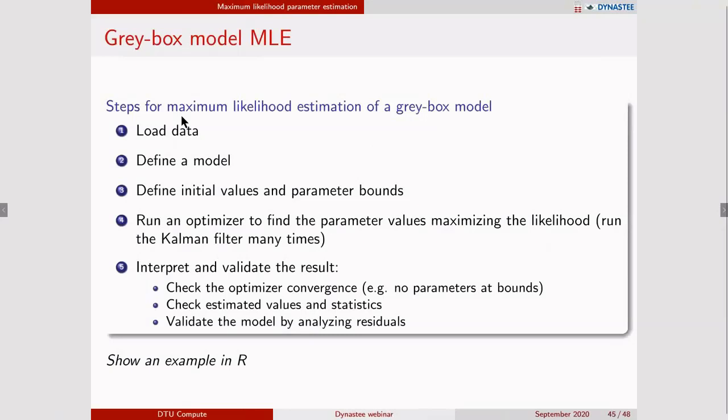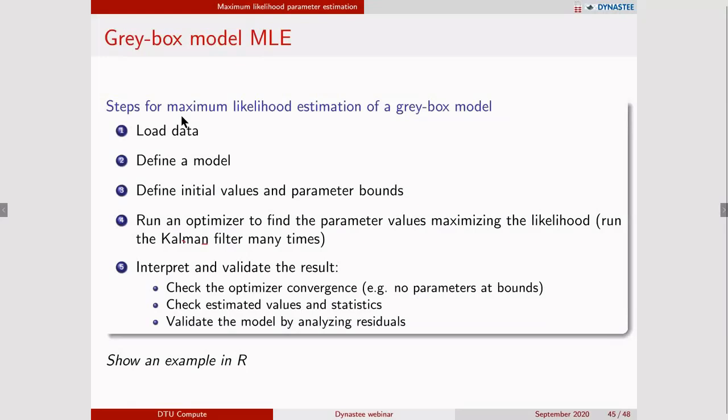So basically, when you want to apply one of these gray box models and do maximum likelihood, you first need to load the data. You need to define a model. You need to define the initial values and parameter bounds. Then you need to run an optimizer to find the parameters which maximize the likelihood. So you run the prediction, the Kalman filter, many times with different values of the parameters until we maximize the likelihood. And then we want to interpret and validate the results.